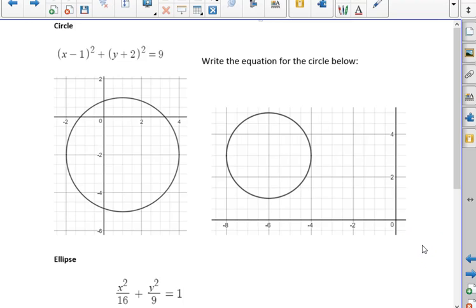Circles and ellipses are very similar. As a matter of fact, we can think of a circle as a special case of an ellipse. So I'm going to do these two together.